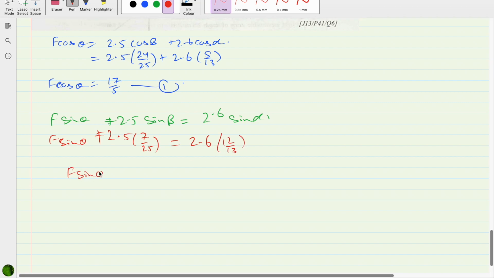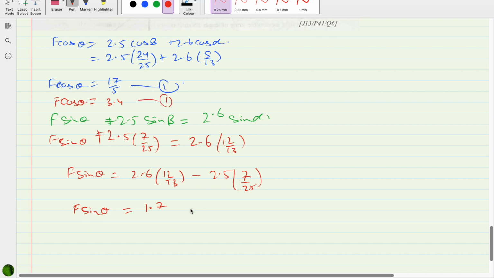So F sine theta is equal to 2.6 into 12 by 13 minus 2.5 into 7 by 25. Making use of the machine, that is 17 by 10. I'm writing it as 1.7, F sine theta. This one could also be written in exact form. 17 by 5 is 3.4.